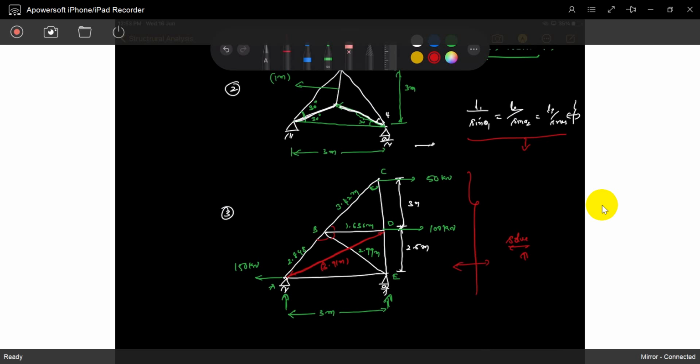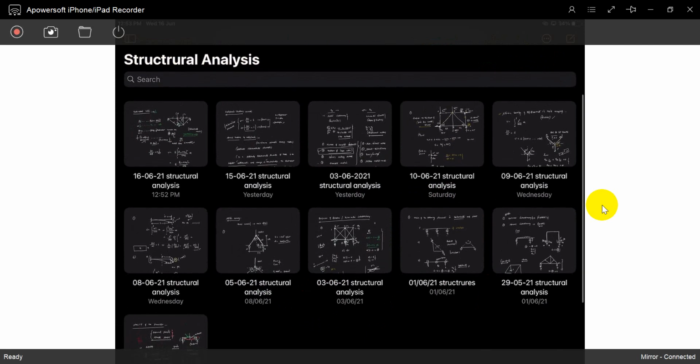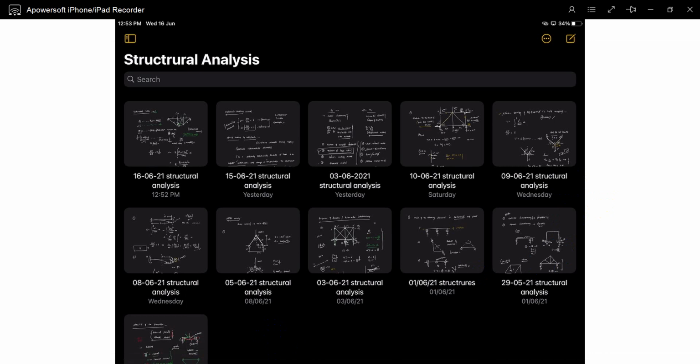Maxwell reciprocal theorems are there, so again 2-3 classes are required. Already 12 classes are over. These are 11 classes, and one class we will discuss in PPT. We will discuss the Muller-Breslau principle and lack of fit problems in the next 2-3 classes. That's it. If you have any problem or doubt, ask me. Otherwise, leave it.